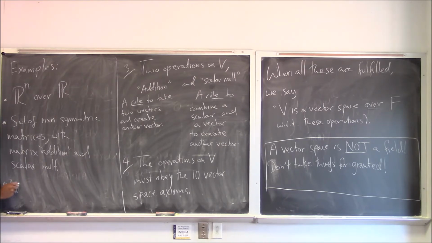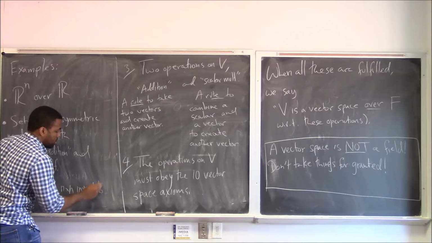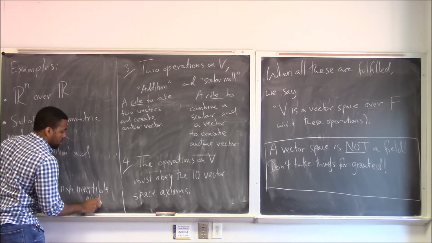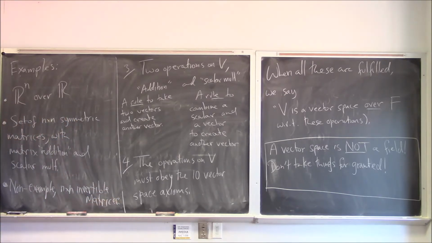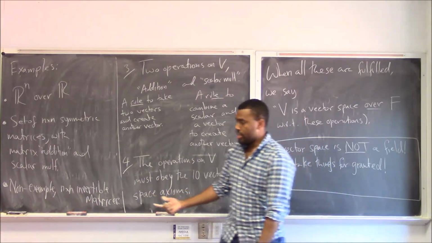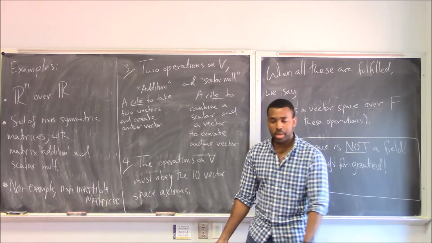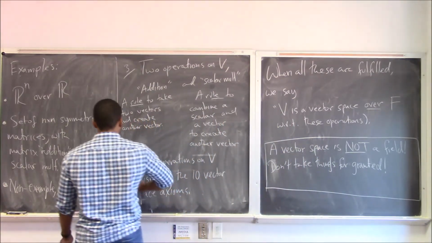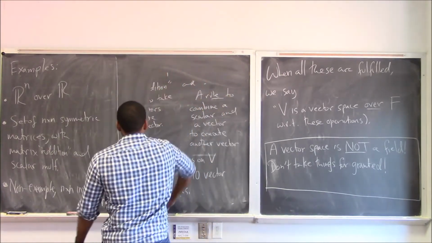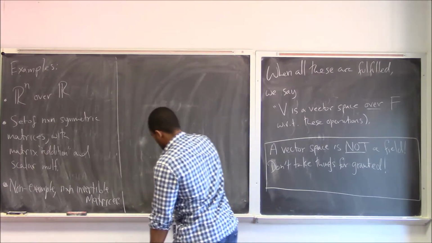Look at a non-example. The n by n invertible matrices are a non-example. These do not form a vector space. Why? Because you can add two invertible matrices and not get an invertible matrix, right? So if A is an invertible matrix, it turns out that the negative of A is an invertible matrix. And if you add A and negative A, you get the zero matrix, and the zero matrix is not invertible. You can't reverse the rule determined by the zero matrix because it kills all your information. You won't know who came from what.